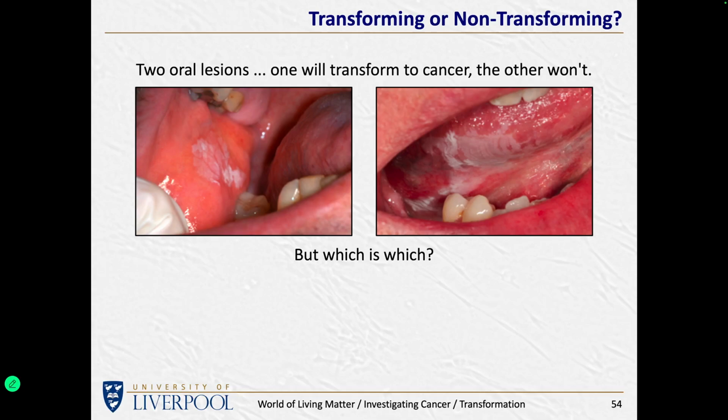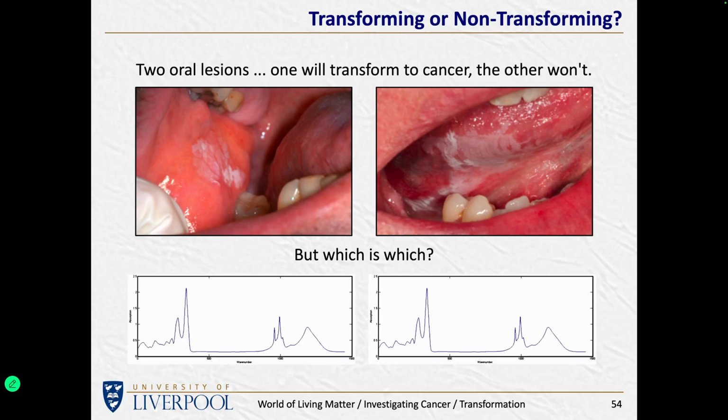But the question we're trying to ask is, is it possible to tell by analysing these white patches, analysing these lesions, which one will transform into cancer and which one won't? We think the answer is in the infrared spectra. The catch being the infrared spectra look very, very similar. There are tiny differences in there, but again we come back to the fact that humans are not very good at seeing tiny differences. We tend to concentrate on the big picture. And if we were to look at those two spectra, a human would say, well, they're the same. They've got all the peaks and troughs and bumps, etc.